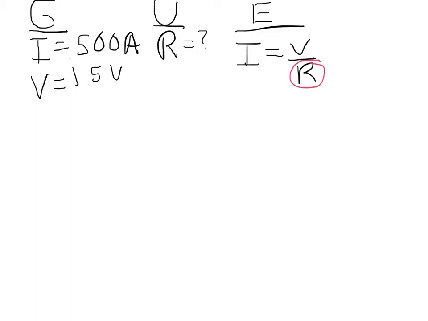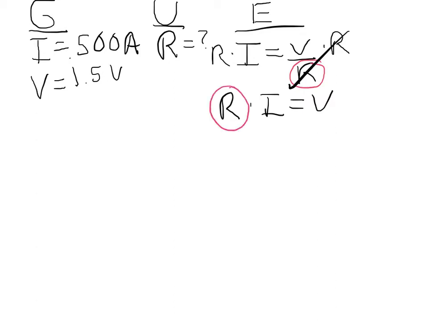The way we're going to fix that is that we first have to multiply by R, and if you do it to one side, you've got to do it to the other. Now you're left with the equation R times I is equal to V. Again, we circle R because we're searching for R, and we ask ourselves the first question again: is R on top of the fraction? Yes, now R is on top of the fraction, but the second question is, is R by itself? And the answer to that one is no.